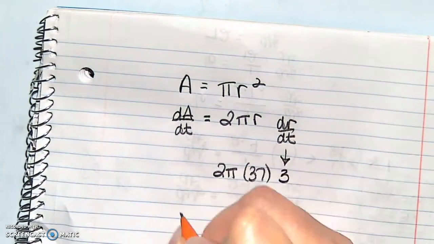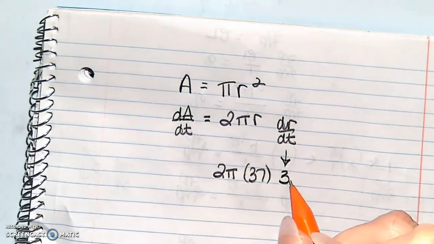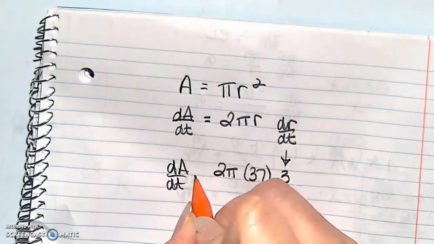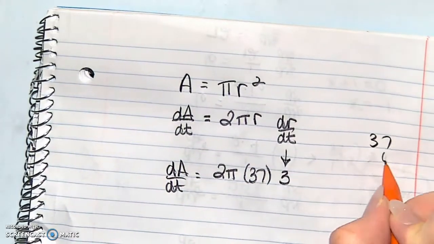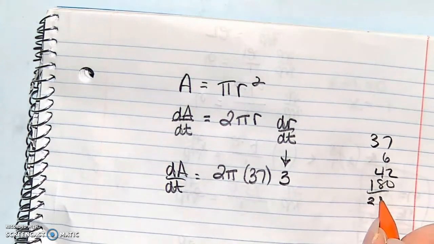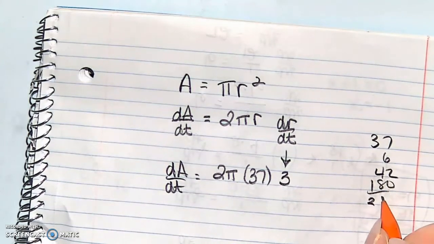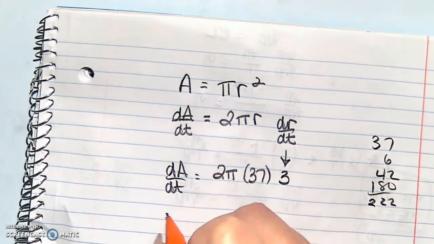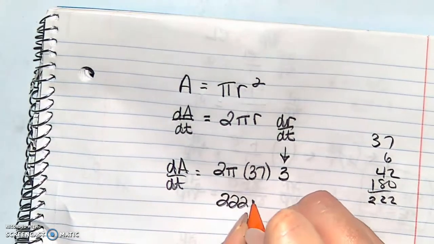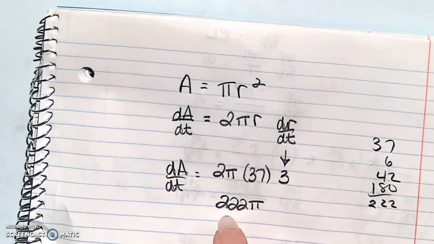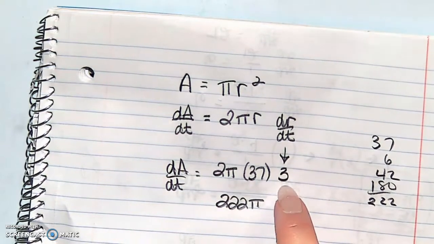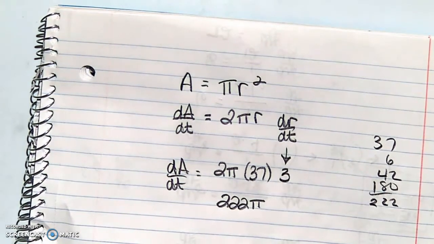So 6 times 37 is going to be, good heavens, I don't know. 6 times 37 is going to be 37, and 6 is a 42, and a 180 is 2. Here we go, 222. So dA/dt is 222 pi. So your area is changing at that rate, as long as your radius is changing at a constant rate.